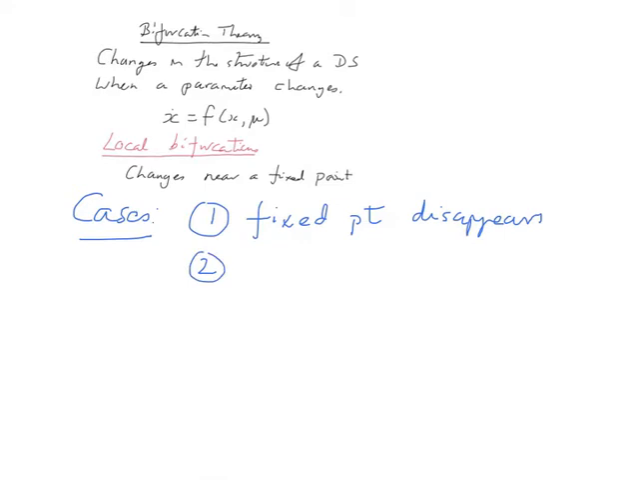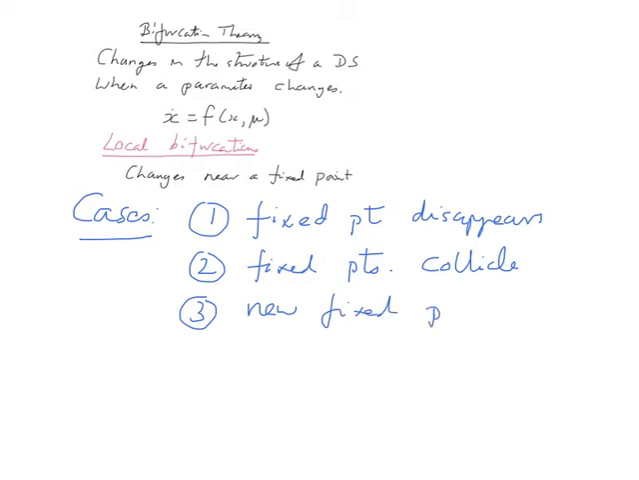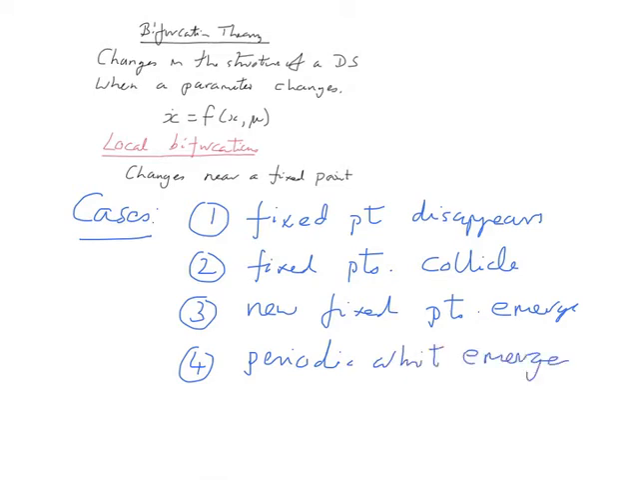The second possibility is that fixed points collide. The third possibility is that new fixed points emerge. And the fourth possibility is that a periodic orbit emerges out of a fixed point.